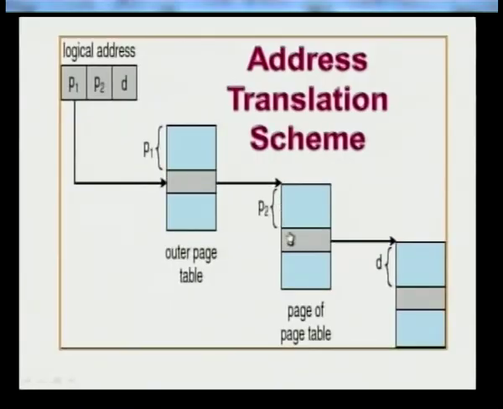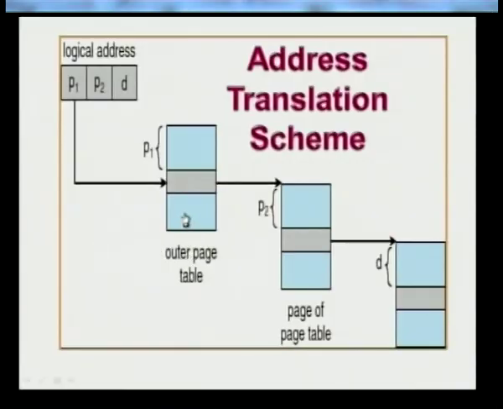As and when the second page table is loaded, you now take P2 and identify that entry in the second page table. Here also the elements are arranged in a linear fashion, and therefore the corresponding entry for P2 will give you the base address of the particular frame, and the frame can now be located at this place. This is how the address translation happens inside a two-level paging scheme.